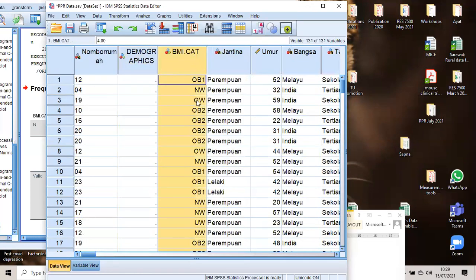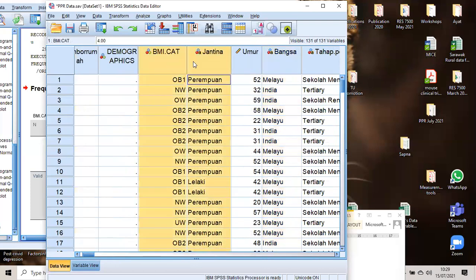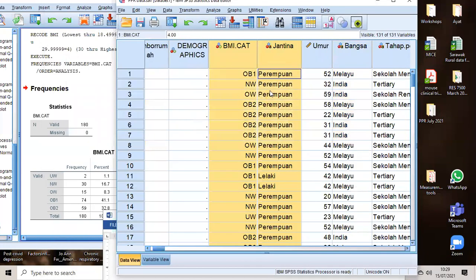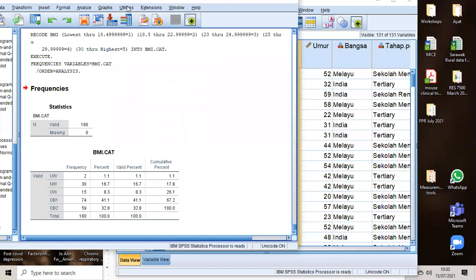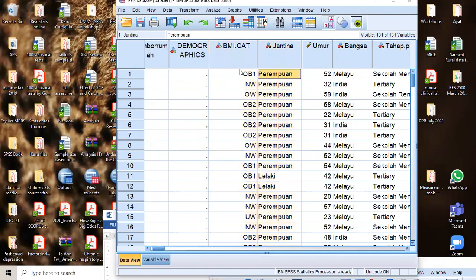All right. The BMI category, gender, bangsa, and so on. Now, between these two variables, what do you want to know? Your obesity group and gender, what do you want to know? Whether male or female is more prone to obesity. Right. You want to know the association between gender and obesity.